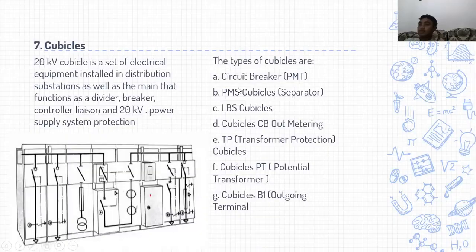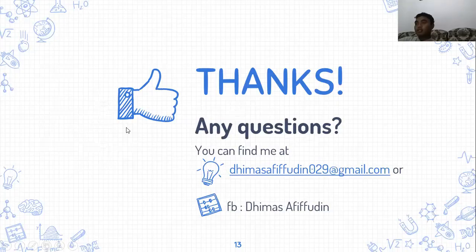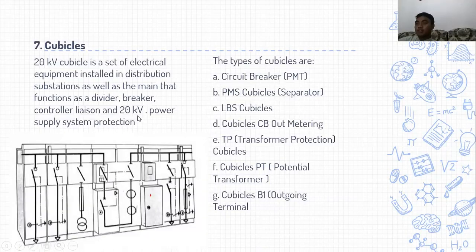Next slide. And finally is cubicle. The 20 kV cubicle is a set of electrical equipment installed in a distribution substation as the main equipment that functions as divider, breaker, controller, liaison, and 20 kV power supply system protection.